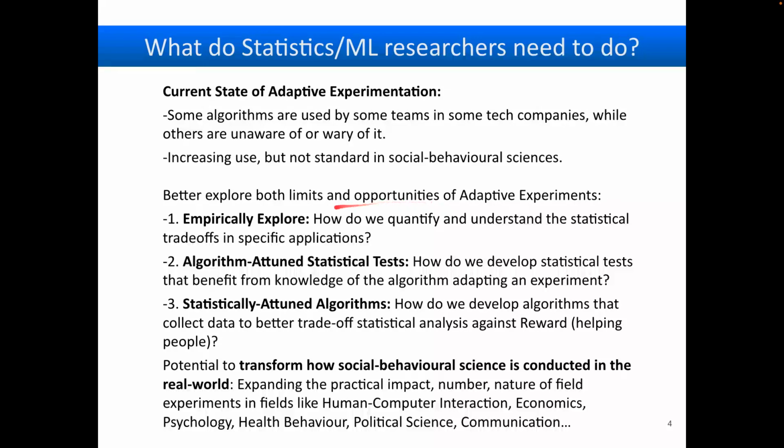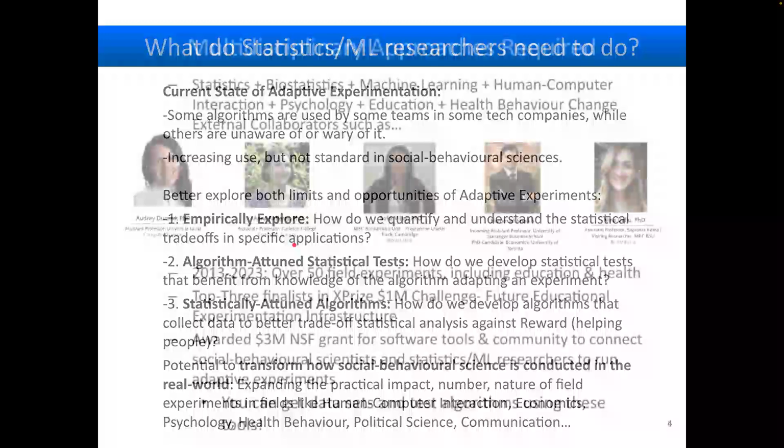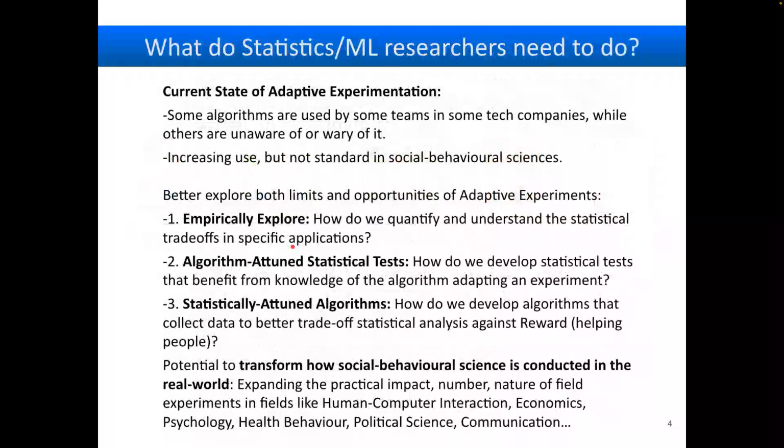So I think we need to better explore both the limits and opportunities of adaptive experiments and define different classes of those. So in this talk, I'm going to discuss examples of these broader themes of our research. One, how do we empirically explore, how do we quantify and understand these statistical trade-offs in particular applications? Two, what we call algorithm-attuned statistical tests. How do we develop statistical tests that benefit from knowledge of the algorithm adapting the experiment? Whereas most statistical tests for experiments are based on assumptions that assignment might be uniform at random, 50-50, or a traditional experiment.